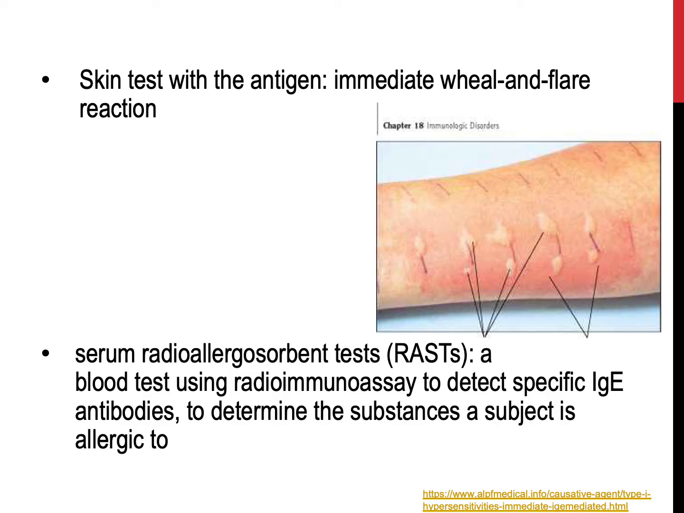Atopic asthma can also be diagnosed based on the serum radioallergosorbent test, which is a blood test using radioimmunoassay to detect specific IgE antibodies and then to determine the substances a subject is allergic to.